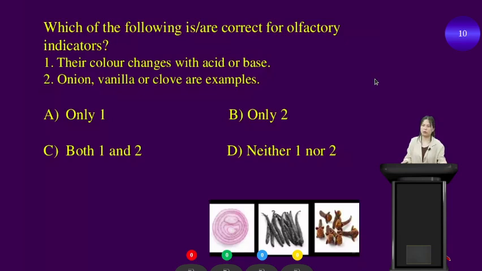Only one, that is option A. Option B is only 2. Option C is both 1 and 2. And option D is neither 1 nor 2.